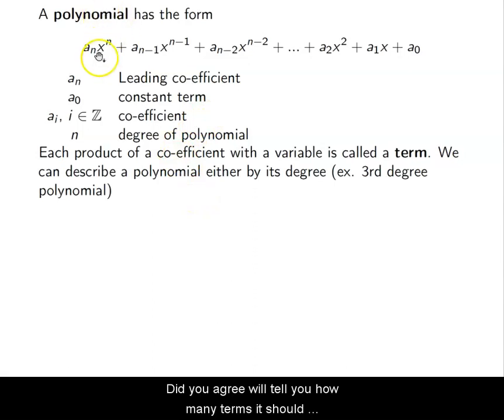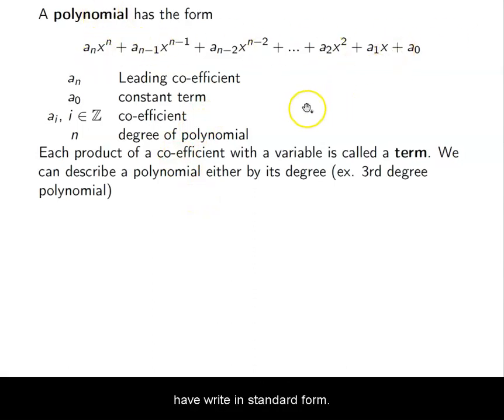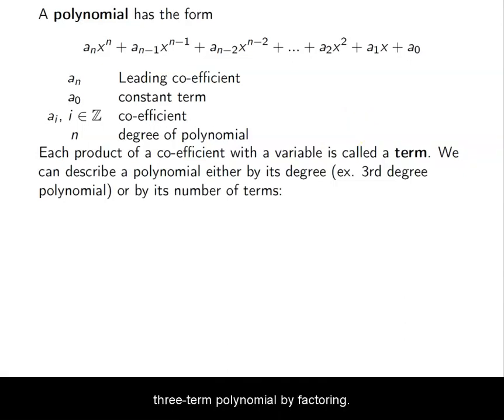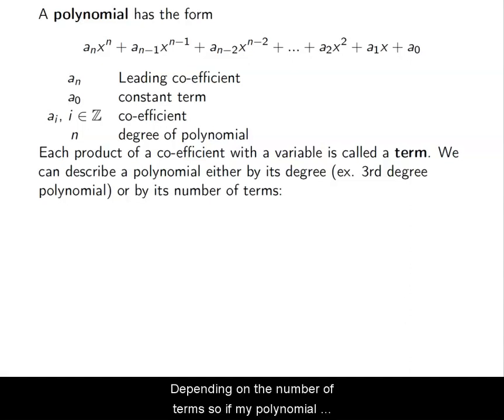The degree will tell you how many terms it should have, in standard form, or we can just talk about its number of terms. I have a 3-term polynomial, a 5-term polynomial. However, we have specific names depending on the number of terms.